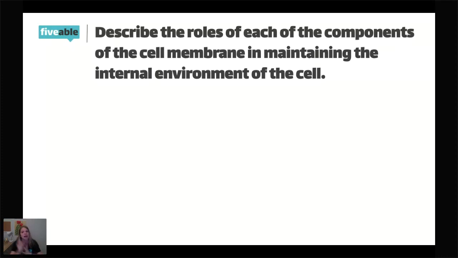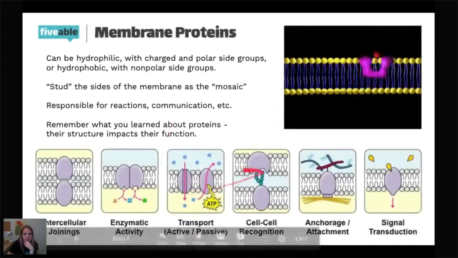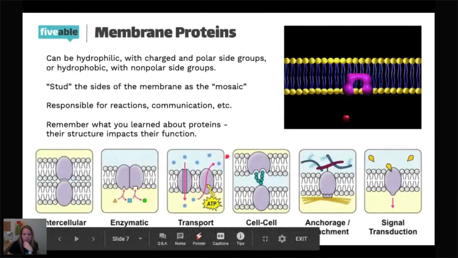And that's because they have components to maintain homeostasis: cholesterol. So in addition to having these proteins in your cell membranes, you also have cholesterol. And you may have heard of cholesterol.